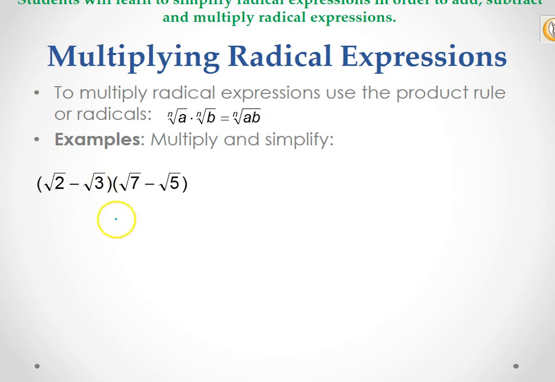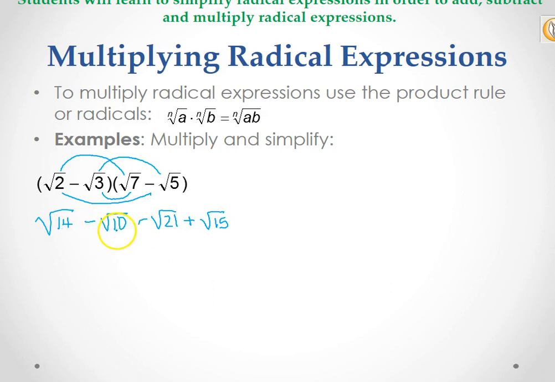Now we're going to FOIL. Do the same thing though. The square root of 2 times the square root of 7 is the square root of 14. The square root of 2 times negative square root of 5 is negative square root of 10. Negative square root of 3 times the square root of 7 is negative square root of 21. Negative square root of 3 times negative square root of 5 is positive square root of 15. Can we break any of these down? 2 times 7 doesn't work. 2 times 5 doesn't work. 3 times 7 doesn't work. 3 times 5 doesn't work. We're done.